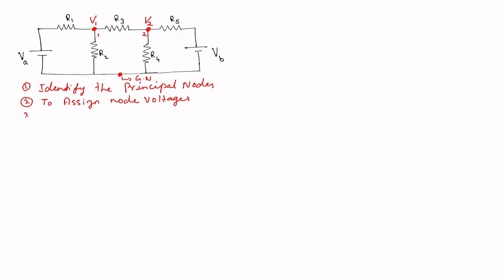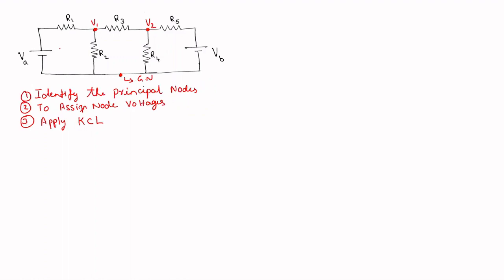The third step is to apply Kirchhoff's current law, KCL, to these nodes except the ground node. So now I am going to apply Kirchhoff's current law to the node. In node 1 there are three branches, R1, R2 and R3. The current through R1, current through R2 and current through R3, the sum of all these currents should be equal to 0 at this particular node.